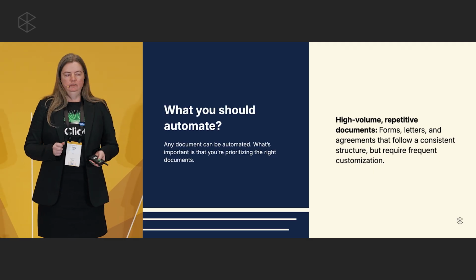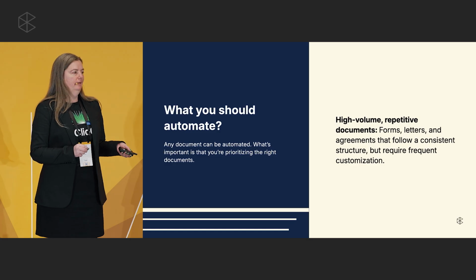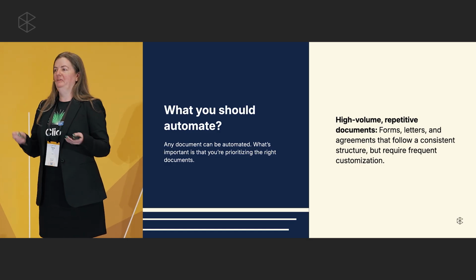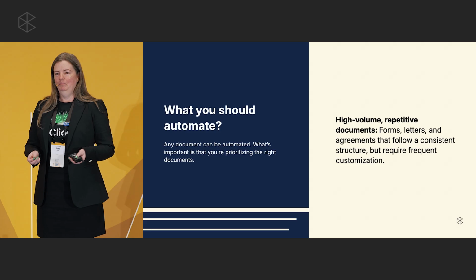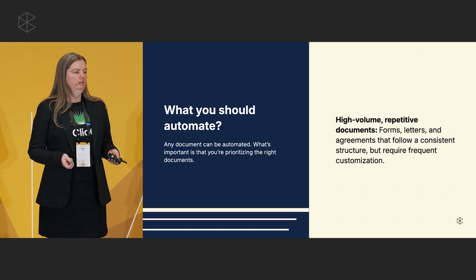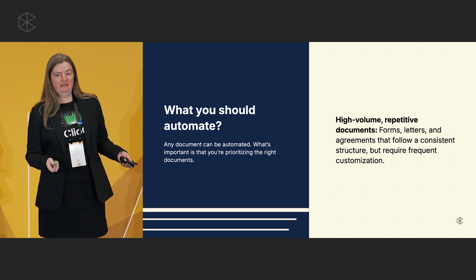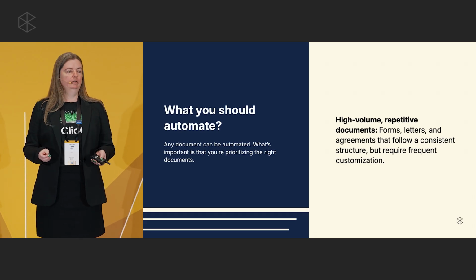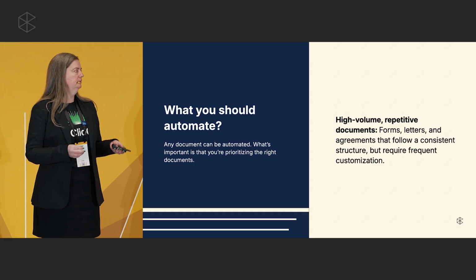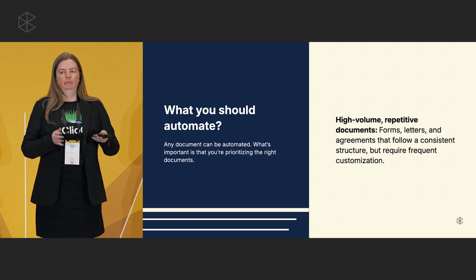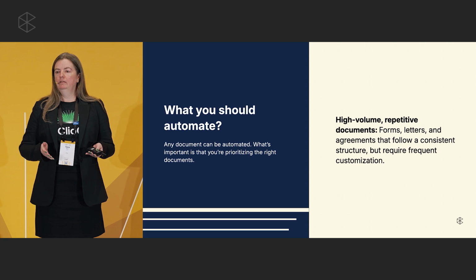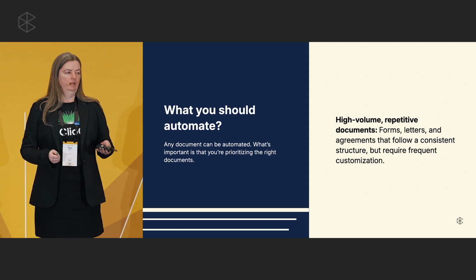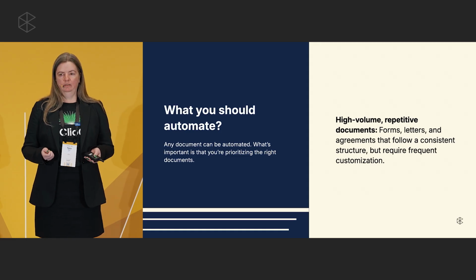Few examples. So I said at the beginning, should we automate all of the things, right? Maybe not everything. You can automate everything, but that's a bit overkill. So things that are high volume, standard forms, letters, agreements, things that have a structure to them that are very repeatable and typically high volume, okay? Intake forms, engagement letters, contracts, that kind of stuff.